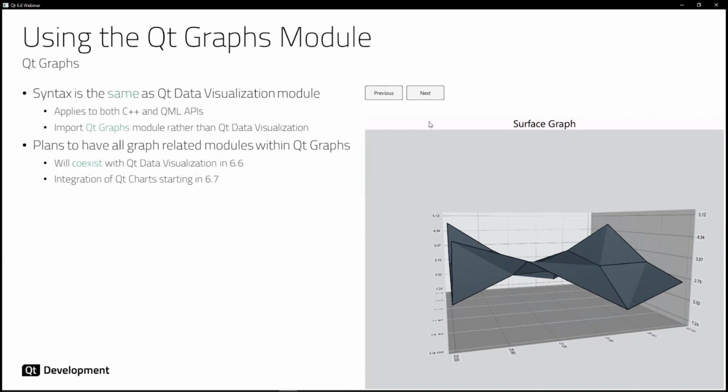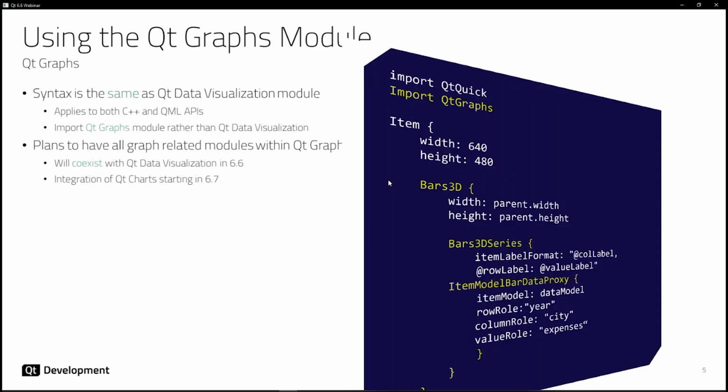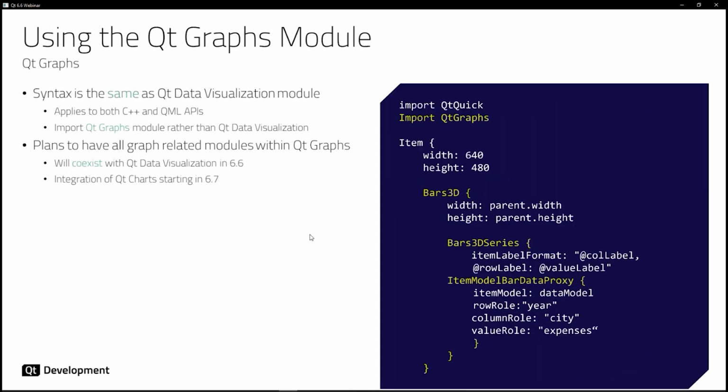The plan is to have all graph-related modules within Qt Graphs. So in Qt 6.6, this will coexist with Qt data visualization, and in Qt 6.7, we will begin the integration of Qt Charts to be able to handle 2D data visualization.